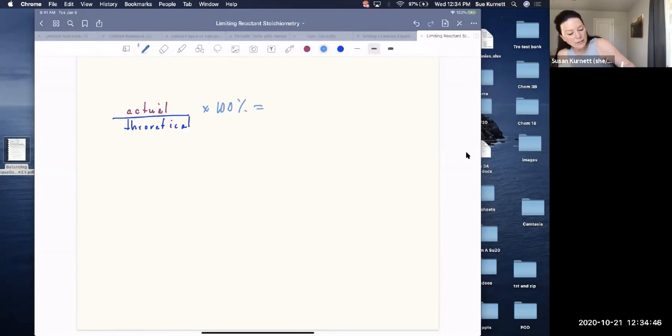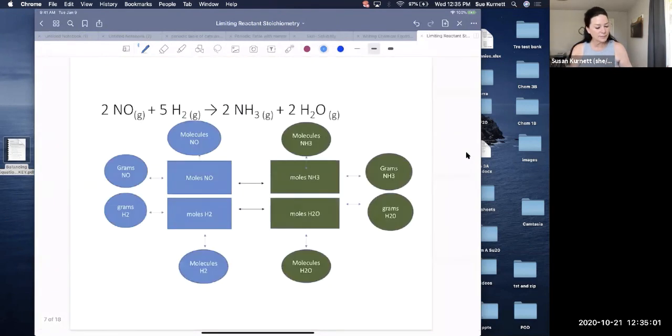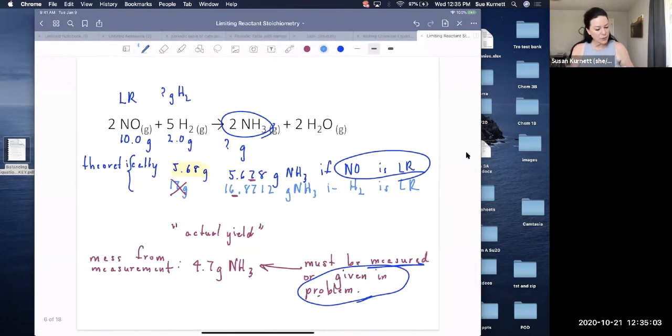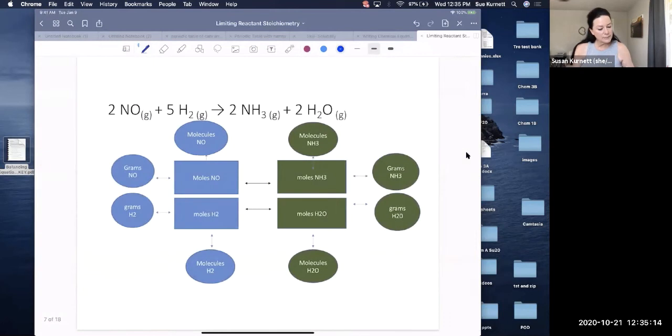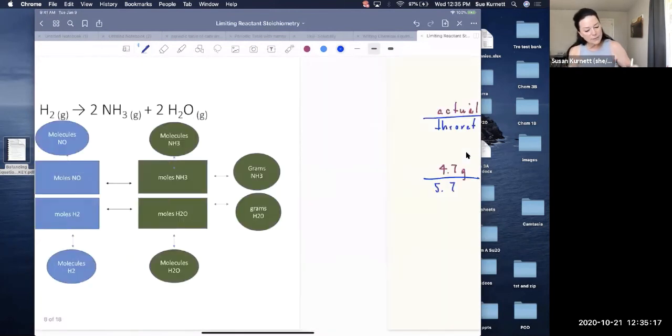And when we do that, we will have a percent yield. Our percent yield is going to have sig figs that are limited by 2 numbers. We have to compare the sig figs in the actual and the sig figs in the theoretical and pick the smaller number. So my actual is 4.7 grams. My theoretical in this case was like 5.78 grams, or 5.68 grams.